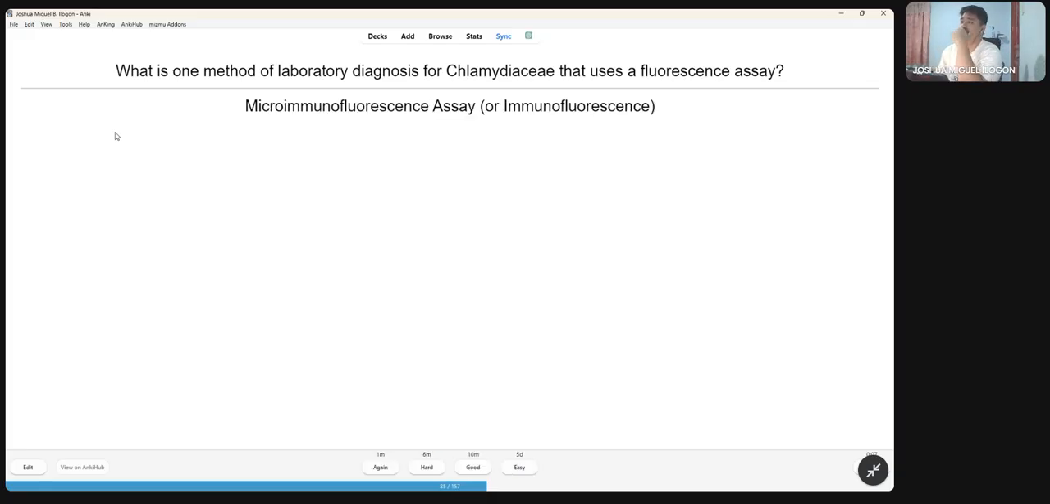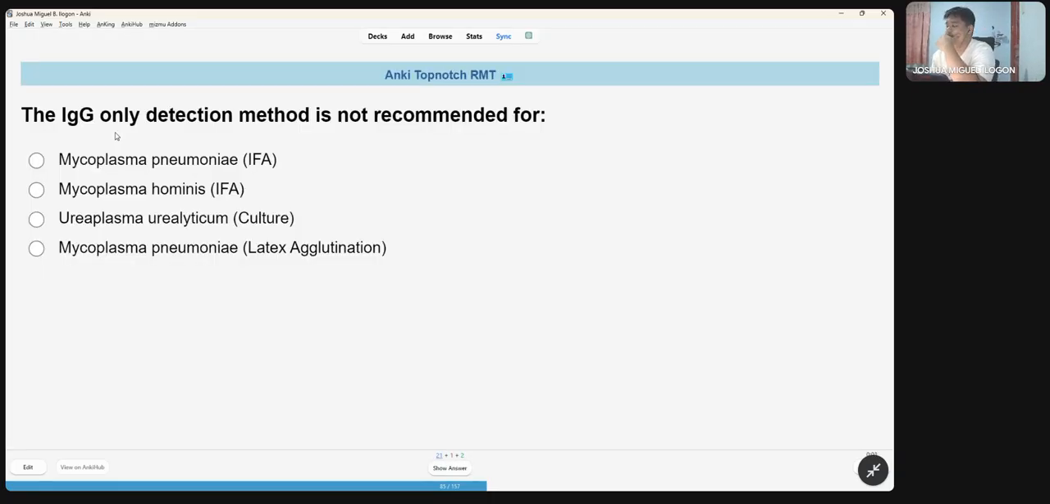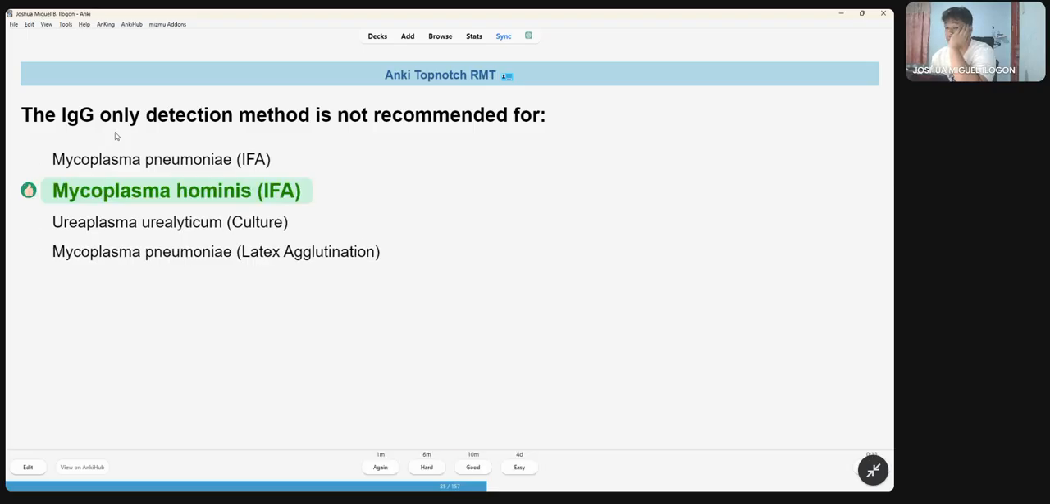Microimmunofluorescence or immunofluorescence. IgG only. IgG only detection methods, not recommended. Ureaplasma. Wait a second, guys. I gotta review this one. I really have no idea what that is. So IgG only, the insurance. Hominis.